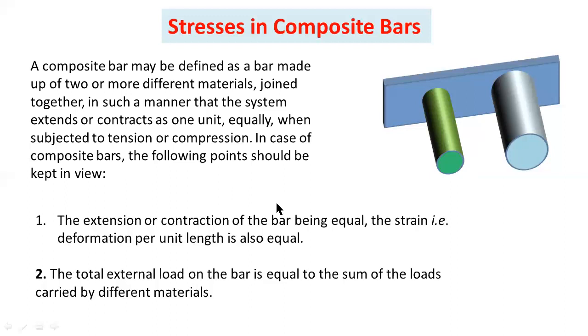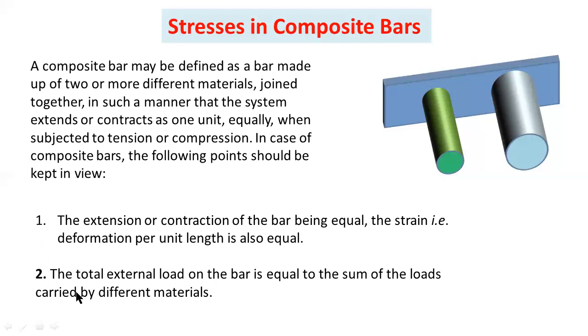Remember two points in composite bars. The extension or contraction of the bars being equal, the strain, that is the deformation per unit length, is also equal. The meaning of this point is that the change in length or change in diameter in bar 1 is equal to the change in length or change in diameter in bar 2.